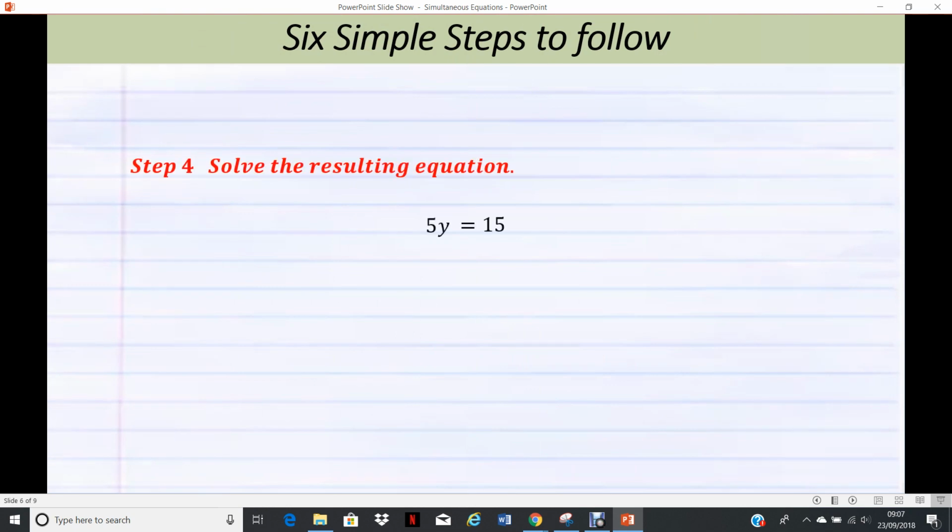Step 4 is to solve the resulting equation. Well, that's obviously simple. We just divide both sides by 5, we get y equals 3.